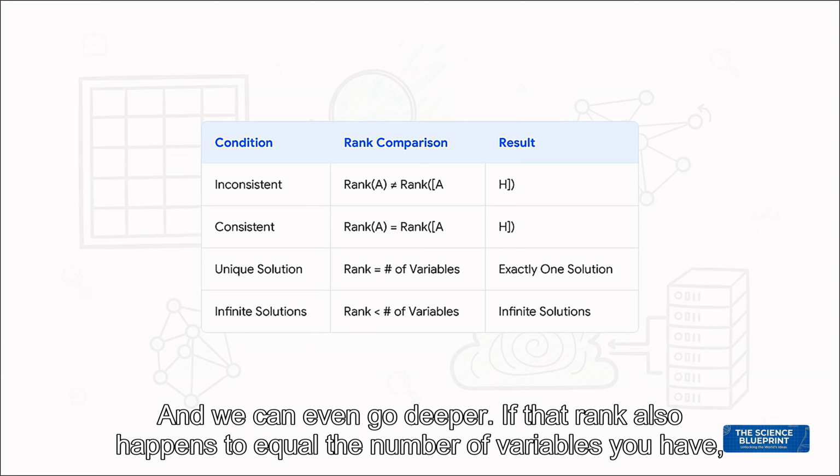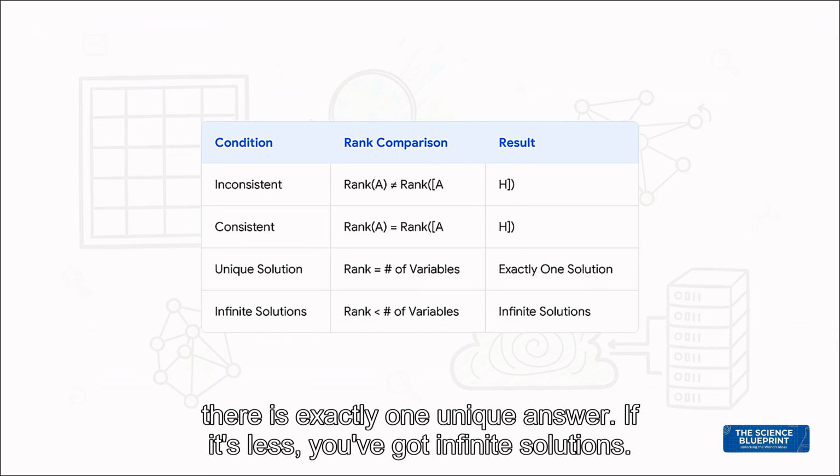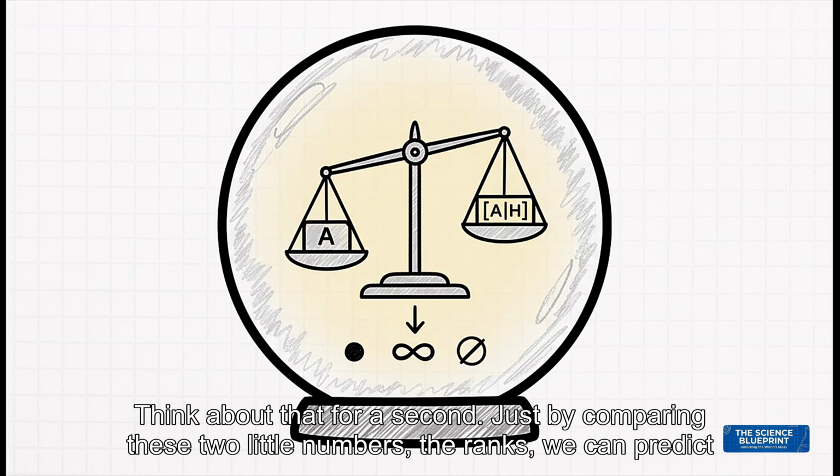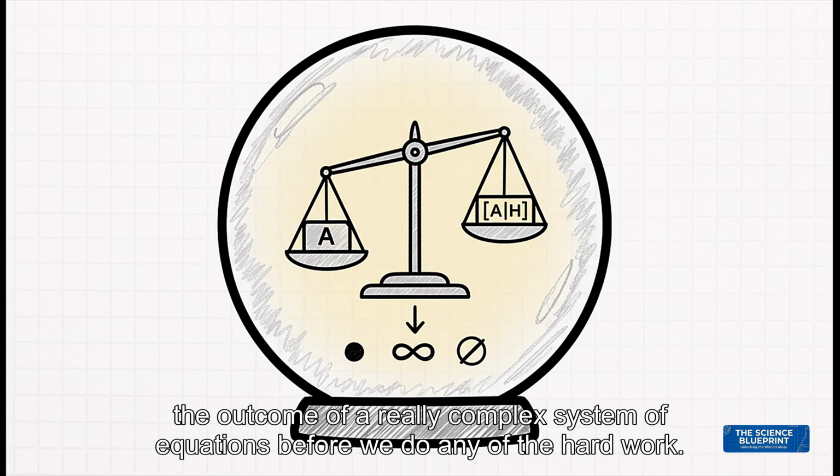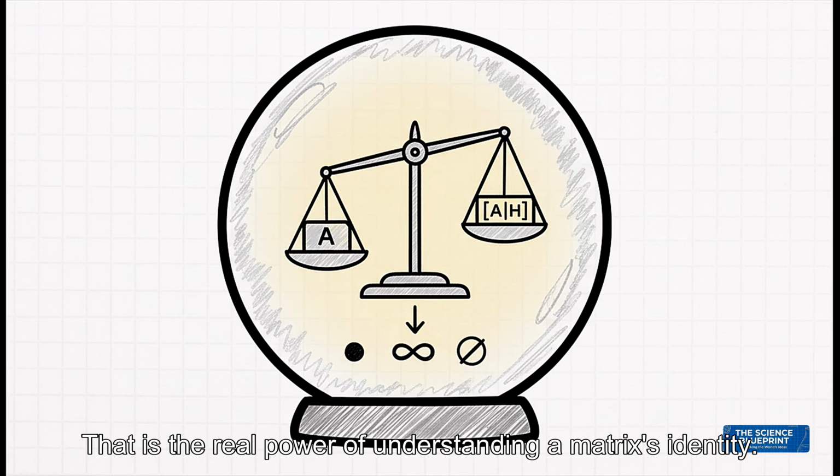And we can even go deeper. If that rank also happens to equal the number of variables you have, there is exactly one unique answer. If it's less, you've got infinite solutions. Think about that for a second. Just by comparing these two little numbers, the ranks, we can predict the outcome of a really complex system of equations before we do any of the hard work. That is the real power of understanding a matrix's identity.